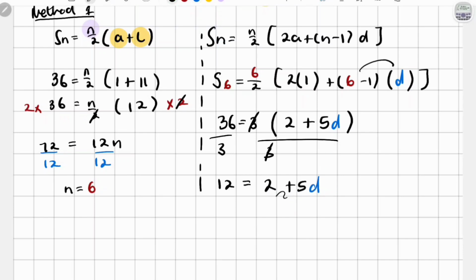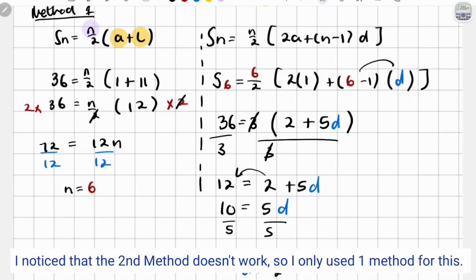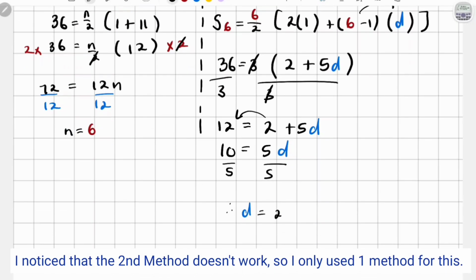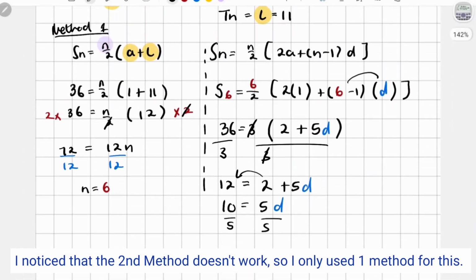Then we can take the 2 over. When you take the 2 over, it becomes a minus 2. So that's 12 minus 2, which is 10. 10 is equal to 5d. And then just divide both sides by 5. d is finally just equal to 2. So there, that's one way that we could have done that. That's method 1, using both formulas.